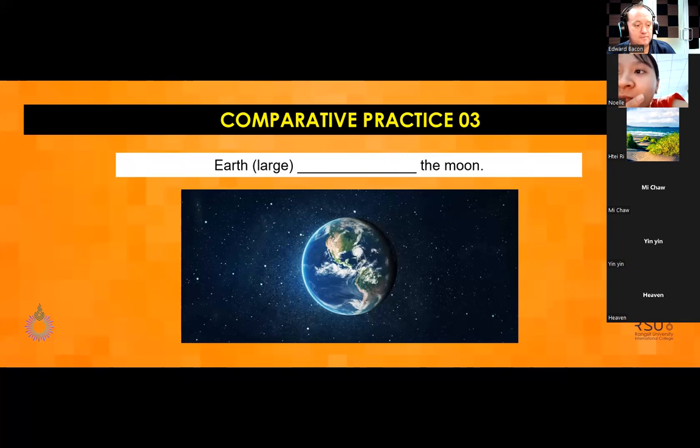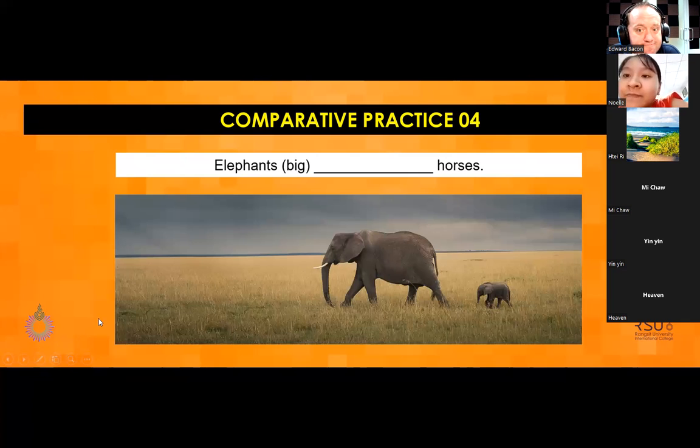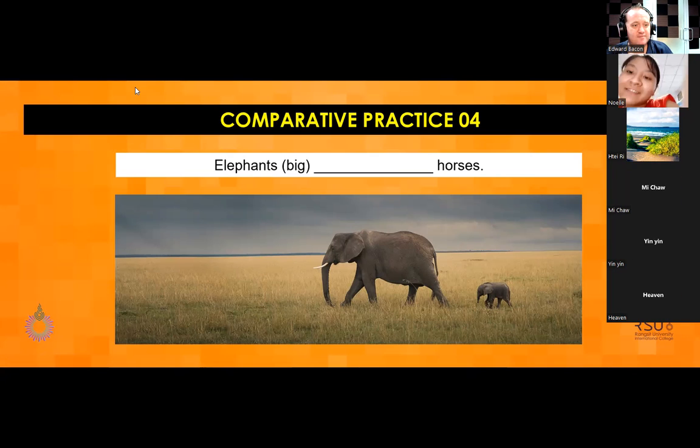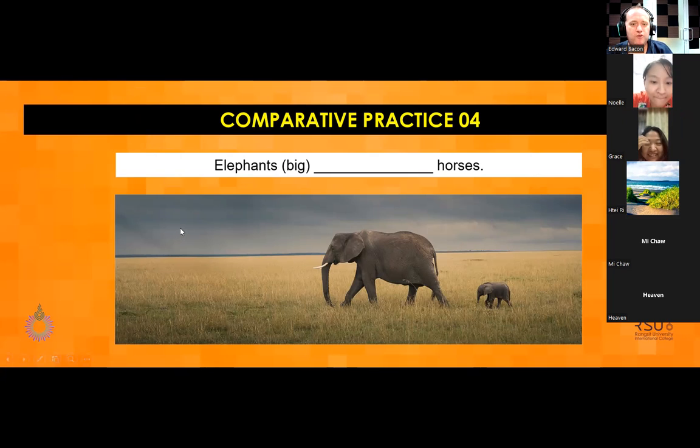Now, how would you finish this sentence? Earth is larger than the moon. Okay, perfect, very good. Now, do you want to choose somebody? Yeah. I would choose Grace. Grace, are you there? Yes. All right, here we go. How would you finish this one? Elephants are bigger than horses. Okay, good job.